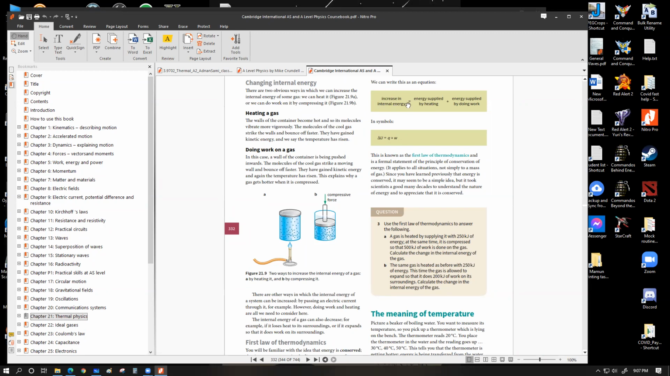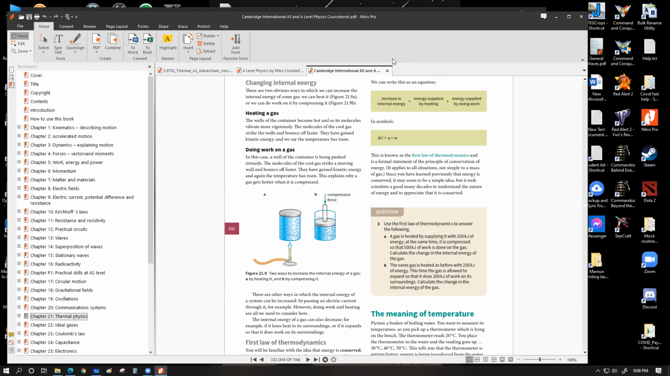Increase in internal energy is equal to energy supplied by heating plus energy supplied by doing work. Try to understand. If you want to increase the internal energy of a certain amount of gas, we write that as delta U. In this case, we have used the term increase, which means we are trying to increase the internal energy. That can be done in two different ways.